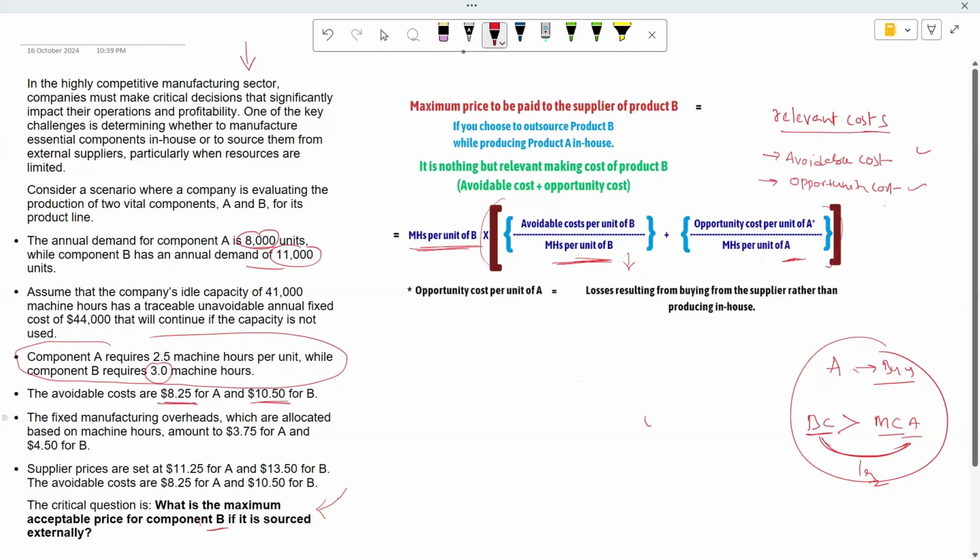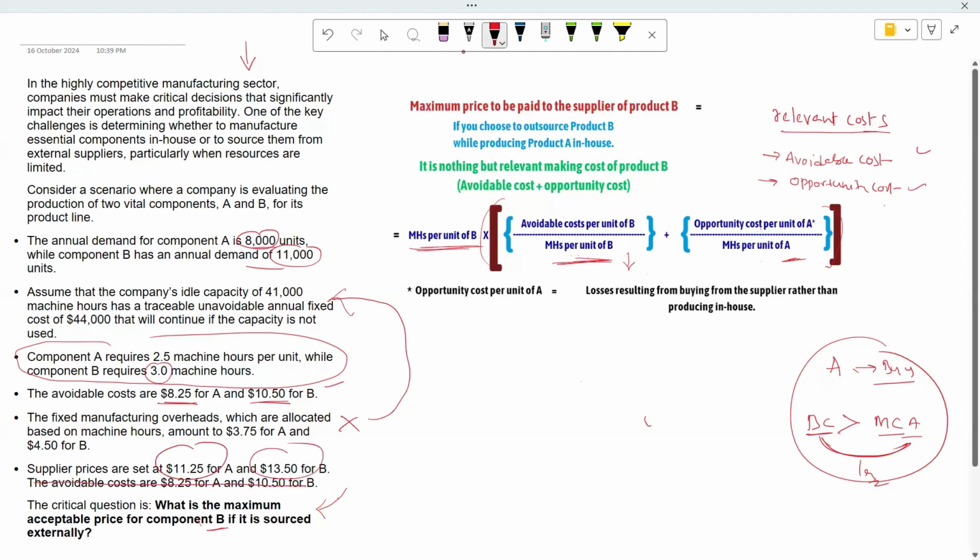The fixed manufacturing overhead, which is allocated based on machine hours, is 3.75 for product A and 4.5 for product B. We are not going to consider this, and this is the point here, because it is unavoidable. That means whether you make or buy product A or B, you are going to incur that. Already that is a sunk cost, so irrelevant. That is not to be considered. And supplier prices are given: 11.25 for product A and 13.5 for product B.